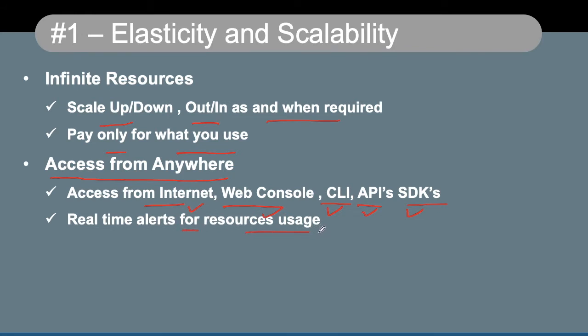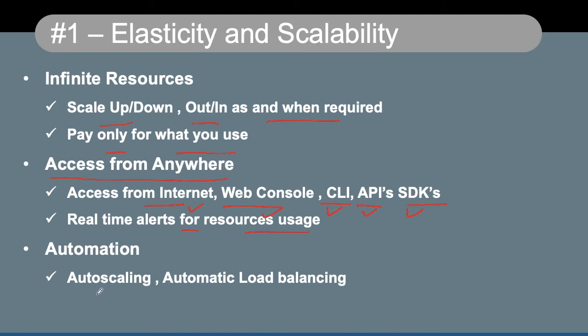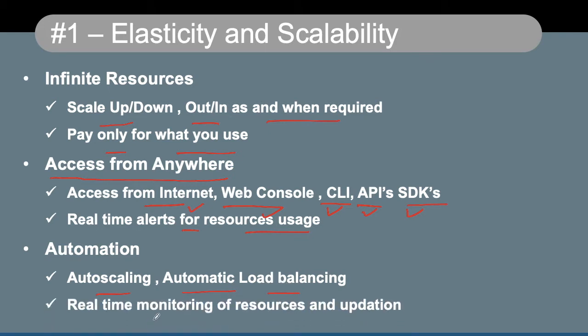Real-time alerts for resource usage. You can set up thresholds where you get real-time alerts for the usage of your resources. Automation. You can define auto scaling, load balancing, and so on, so your resources can be automatically managed. You can also have real-time monitoring of resources, the use of resources, as well as the updating of the resources.